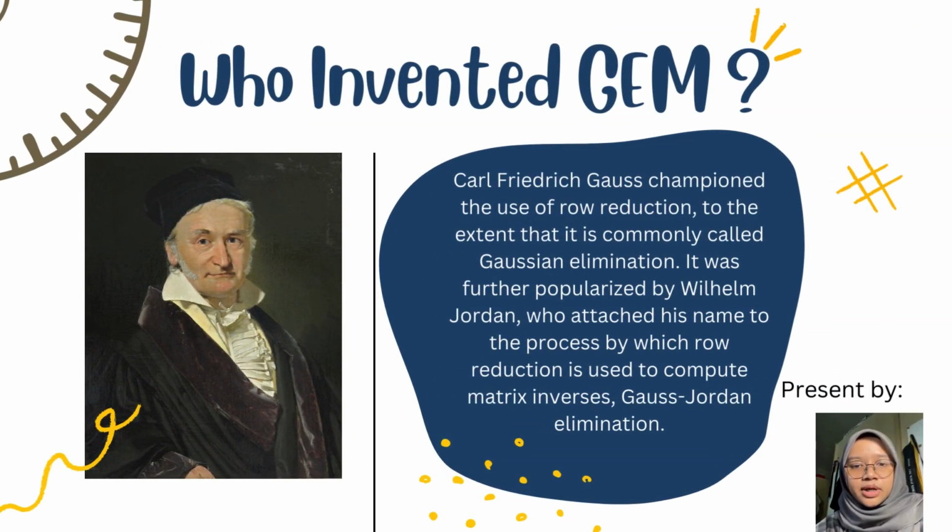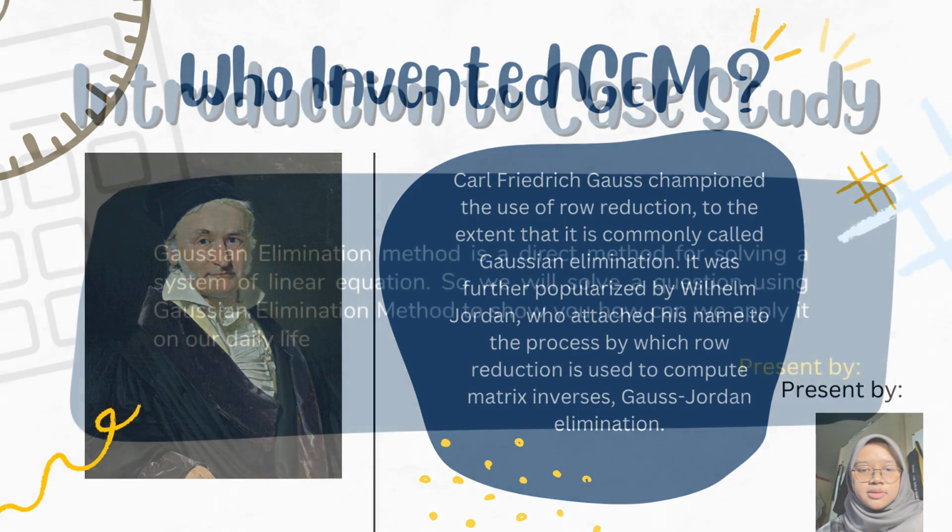You must be wondering who invented the Gaussian elimination method, right? It is Carl Friedrich Gauss. He championed the use of row reduction to the extent that it is commonly called Gaussian elimination. It was further popularized by Wilhelm Jordan, who attached his name to the process by which row reduction is used to compute matrix inverse. It is called the Gauss-Jordan elimination method.